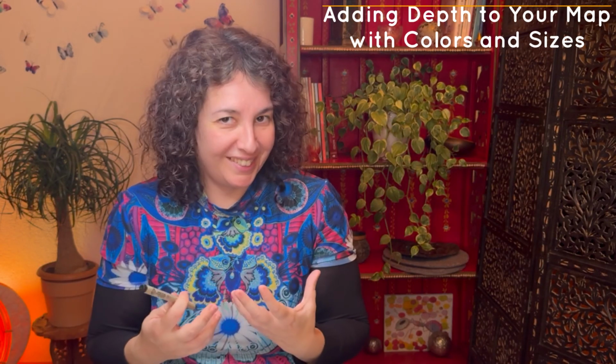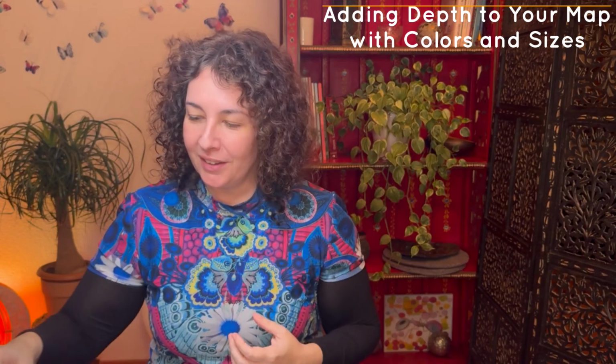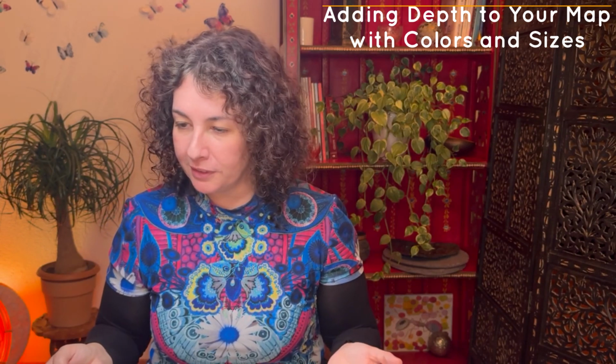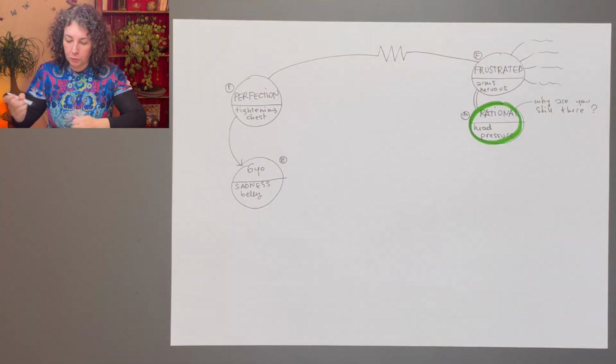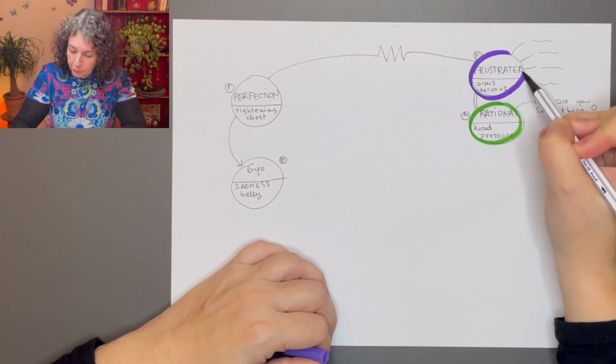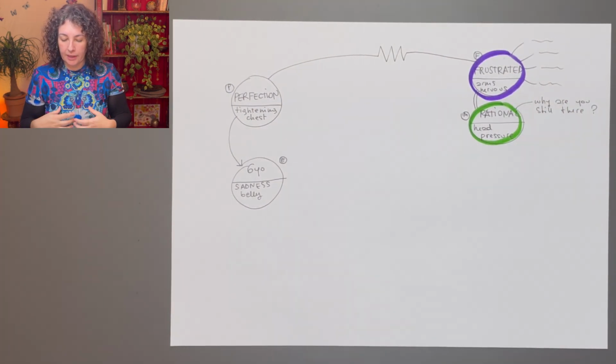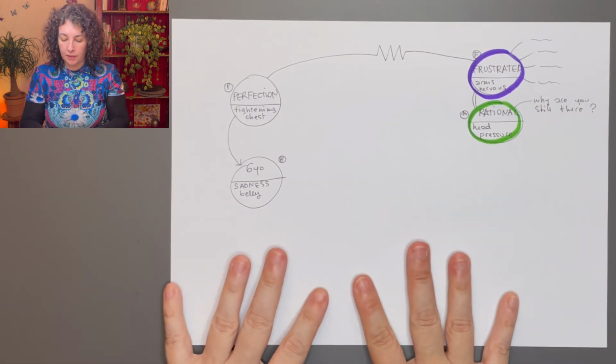If you want to add a level of complexity or depth or clarity, you can also color code your bubbles. You might want to express managers with a green bubble, and just decide what colors make the most sense for you so that you can actually get a bit of clarity right away when you look at your paper. Something else that you can do is to show the prominence or the level of activation of a part with the size of the bubble.